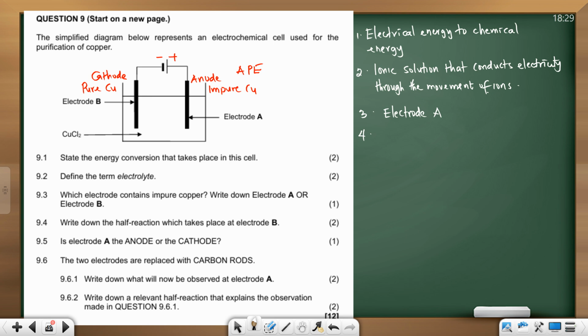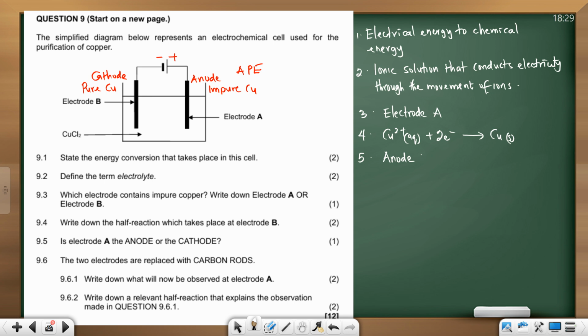We are forming a solid. So what do I have? Cu2 plus, 2 electrons to give us what? Cu solid. Number 5. Which electrode A or B is the anode or the cathode? It is the anode. Why? It is connected to the positive terminal.